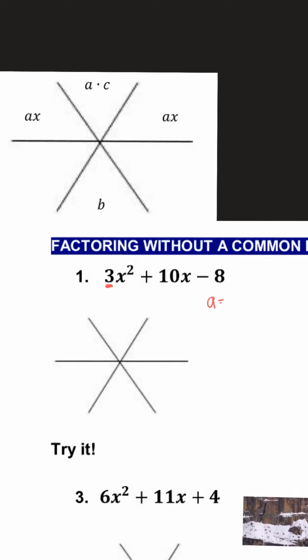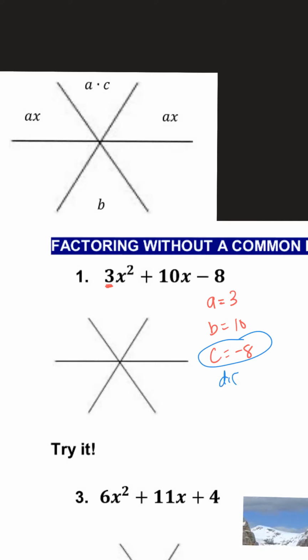So, A, my first term, is 3. My second term is positive 10. And my C is negative 8. Let's talk about that C. That C term is negative, so that means I'm going to look for a difference, and I'm going to have one positive and one negative sign.